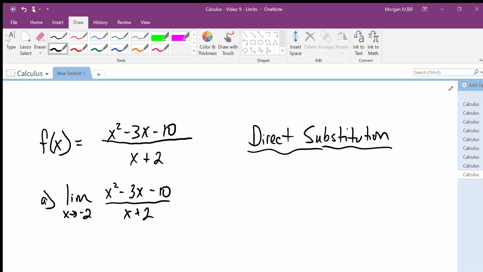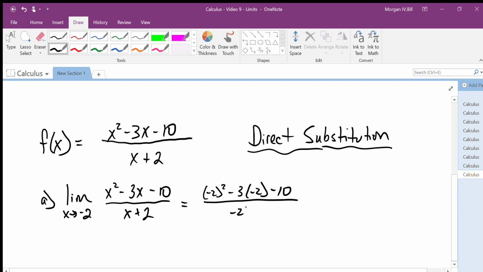So for example, if I let x go to negative 2, with direct substitution, basically plugging in negative 2 for the x's, I get negative 2 squared minus 3 times negative 2 minus 10 divided by negative 2 plus 2. If I multiply that out, negative 2 squared is 4, negative 3 times negative 2 is positive 6, minus 10, and in the denominator negative 2 plus 2 is 0. 4 plus 6 minus 10 is also 0. We get what's called 0 over 0, or indeterminate form.